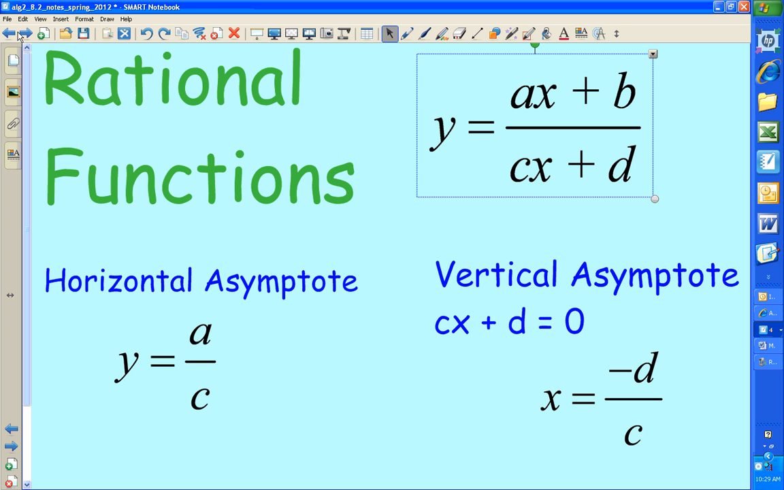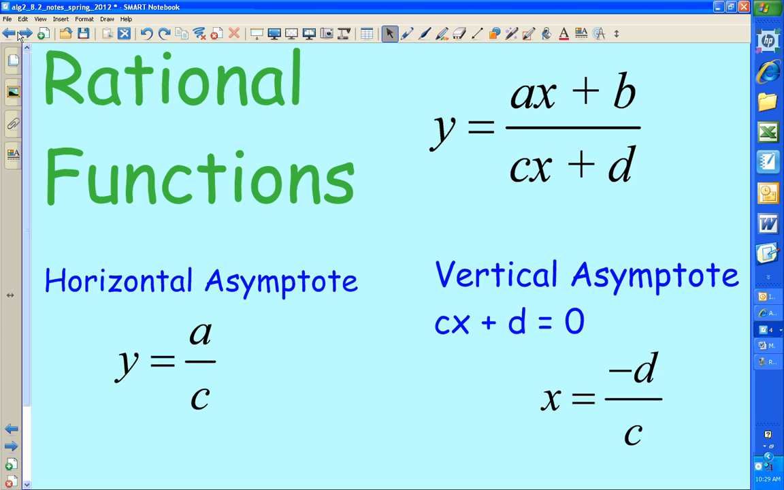Vertical asymptotes are the easy ones. Set the bottom equal to 0 and solve. Horizontal asymptotes are more confusing, and this cover-up method here, where we just cover up all the terms beyond the first term, some people have a hard time with that. So here's an alternative method for you. If that's confusing, this will work.